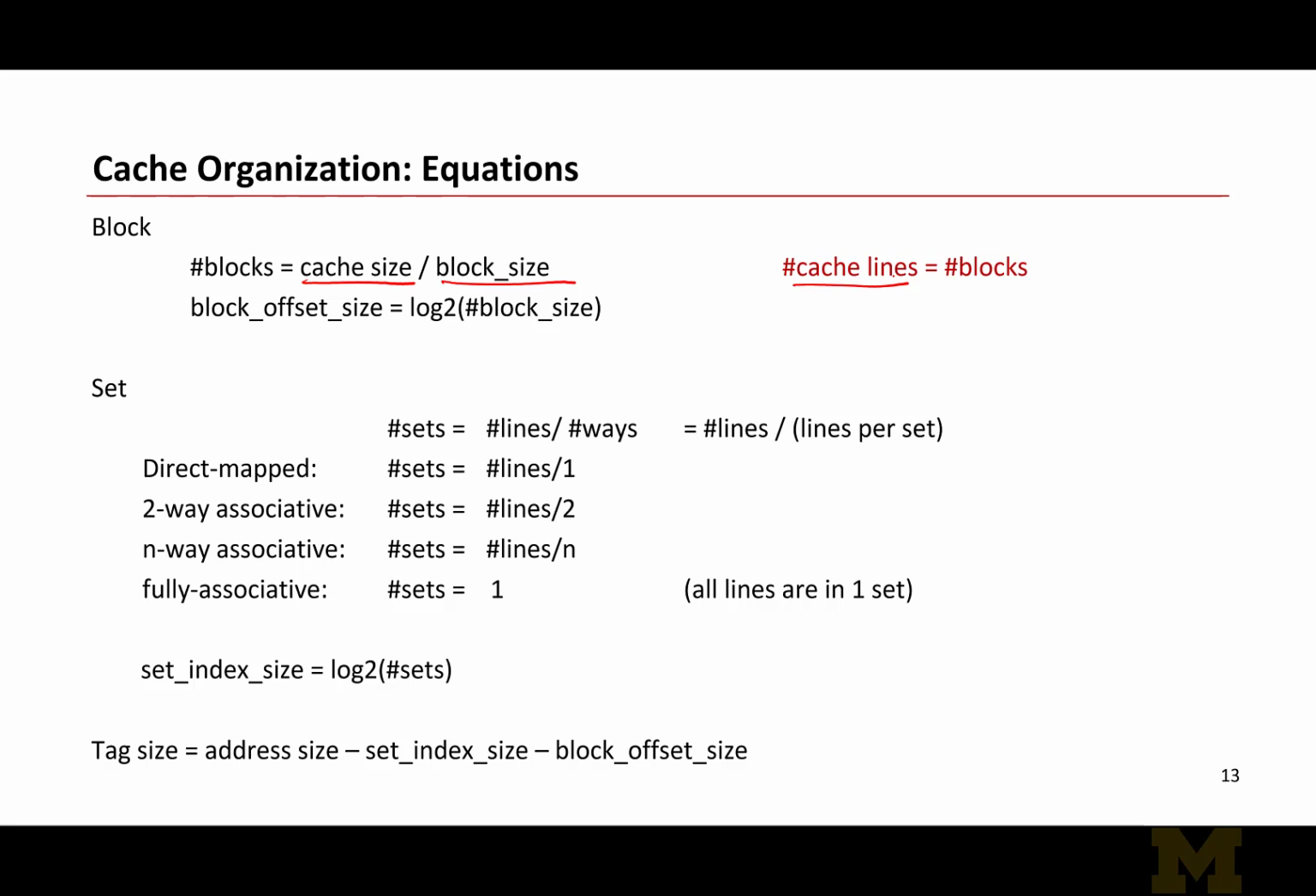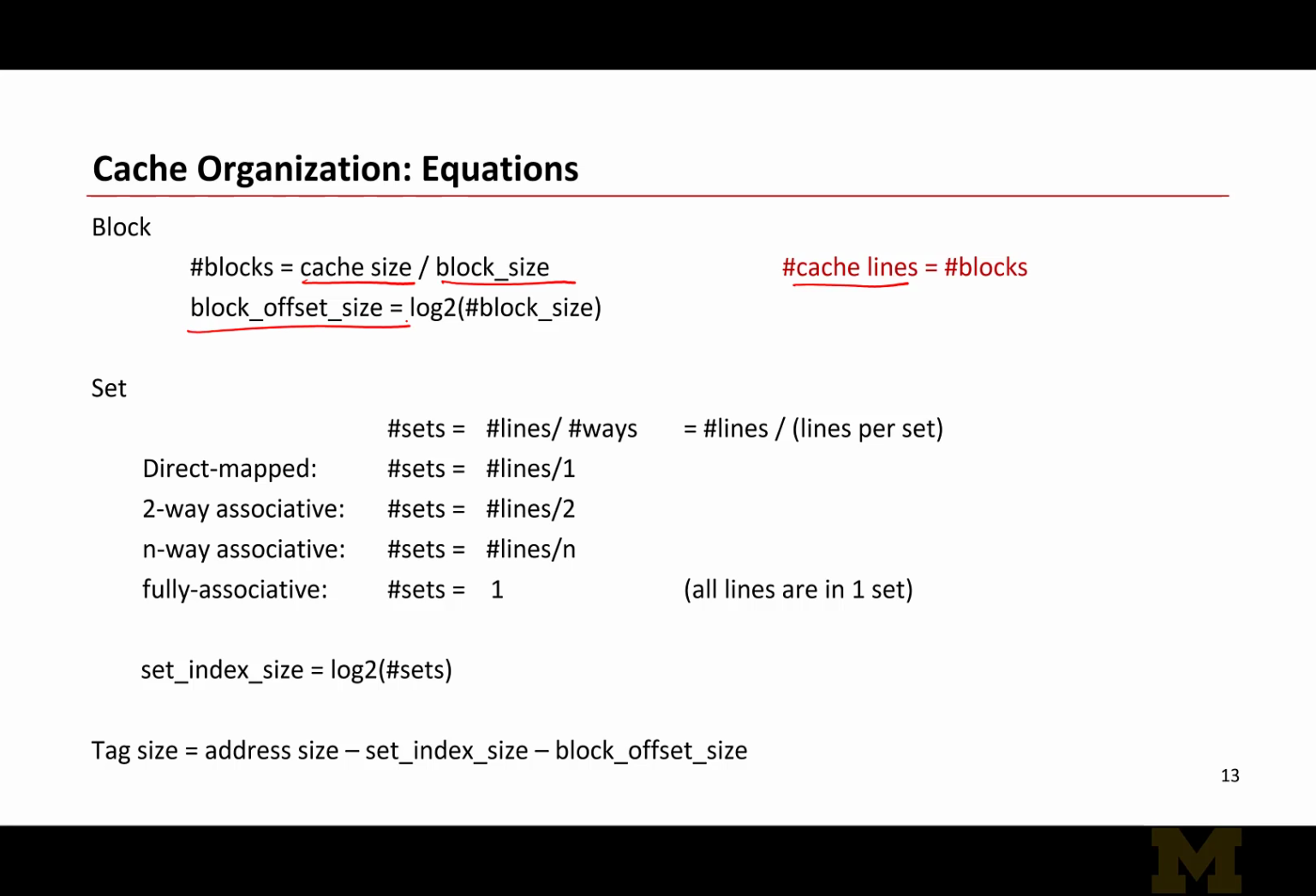cache line, think of it as a hardware physical structure that has space to store the cache block, along with some metadata such as tag, LRU bits, valid bit, and so on. So a cache line is cache block along with that metadata. But the number of cache lines is going to be exactly the same as the number of cache blocks for any problem. And then you have the block offset size.